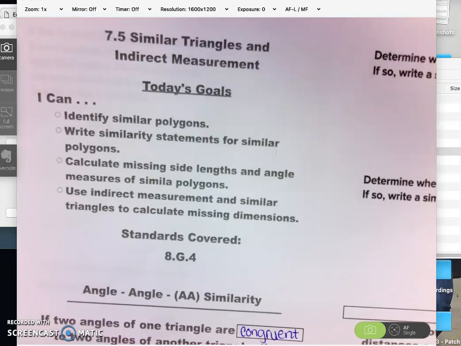Good morning. 7.5 similar triangles and indirect measuring.